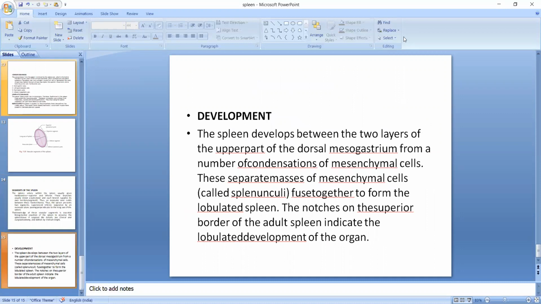Development. The spleen develops between two layers of the upper part of the dorsal mesogastrium from a number of condensations of mesenchymal cells. These separate masses of mesenchymal cells fuse together to form the lobulated spleen. The notches on the superior border of the adult spleen indicate the lobulated development of the organ.